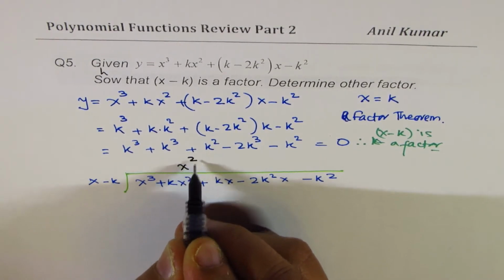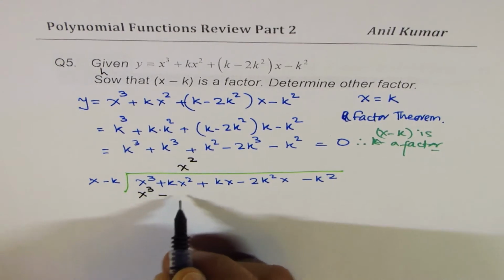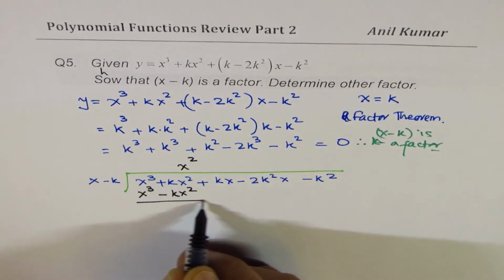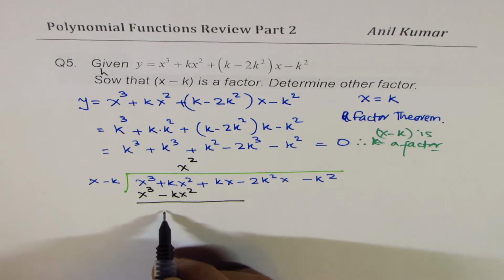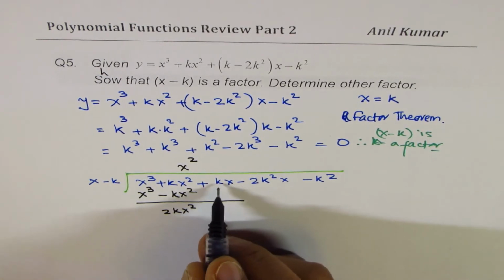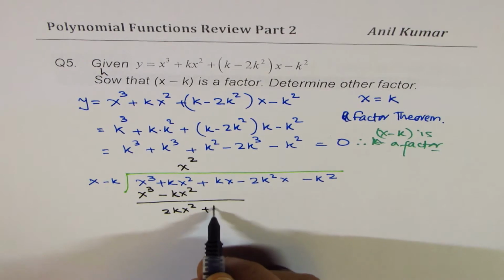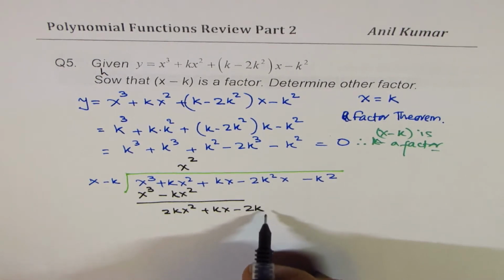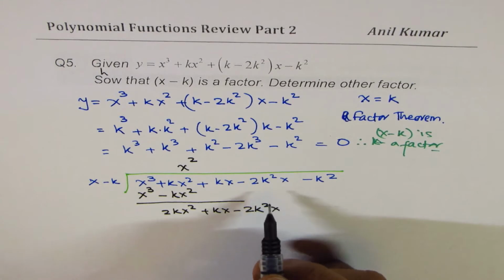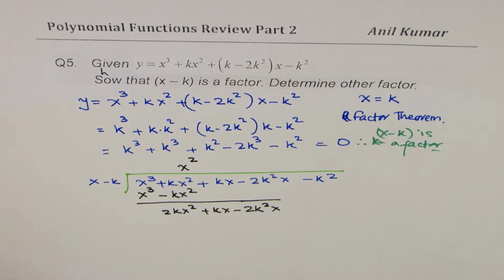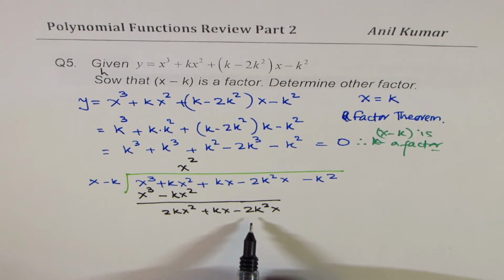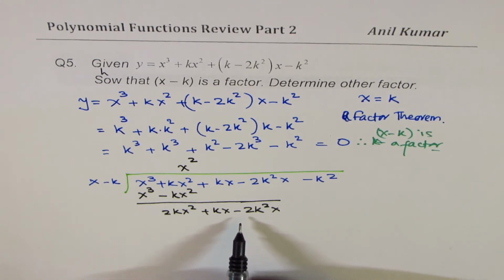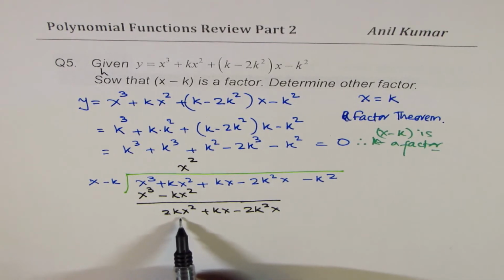Quotient will be x square. We get x cube minus kx square. So when you take away, you get 2kx square. Bring down the x terms, which is plus kx minus 2k square x. Now, in this particular case, as you can see, we have 2kx squared.